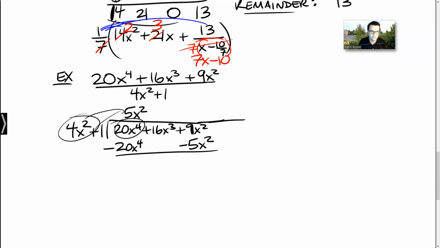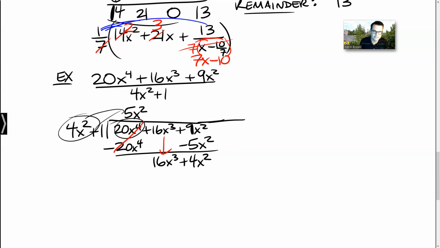Now here's the other thing. When I go to see what's the next one, these two do go away, but don't forget this one comes down. The one that's in between, you still have to account for. It's like if you're dividing 401 into something, you'd still have to account for the digits left. So this will be 16x cubed plus 4x squared.